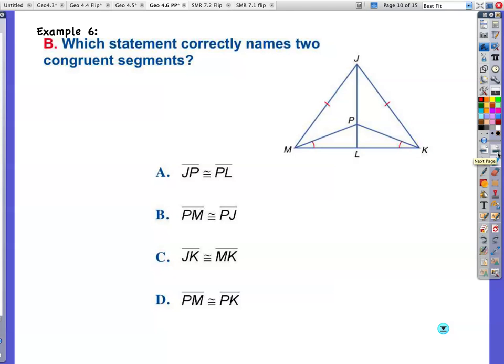Example 6, which statement correctly names two congruent segments? So now I already have my congruent angles, now I'm working backwards. Which segments are going to be congruent? Right here. This segment with this one. This gets to be a little repetitive, but we've got MP and PK. We got MP right there. Here we go. Segment PM is congruent to segment PK. So we'll look at option D.